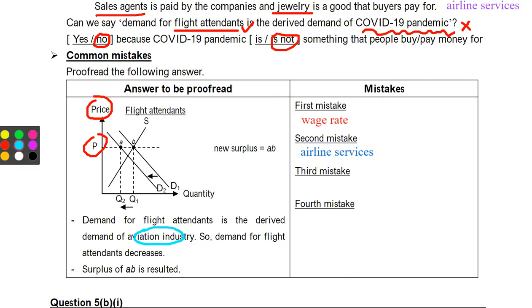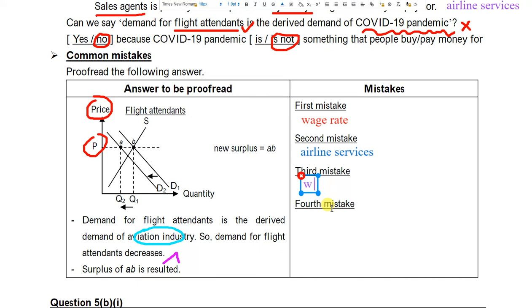And the third mistake, can you figure it out? Yes, after talking about the demand, you should always mention something about the wage rate and also the quantity transacted. So here what you have to write down is that the wage rate, W, remains unchanged, and Q decreases. So don't miss this one. You need to state these two, the change in W and also the change in Q, for every question.